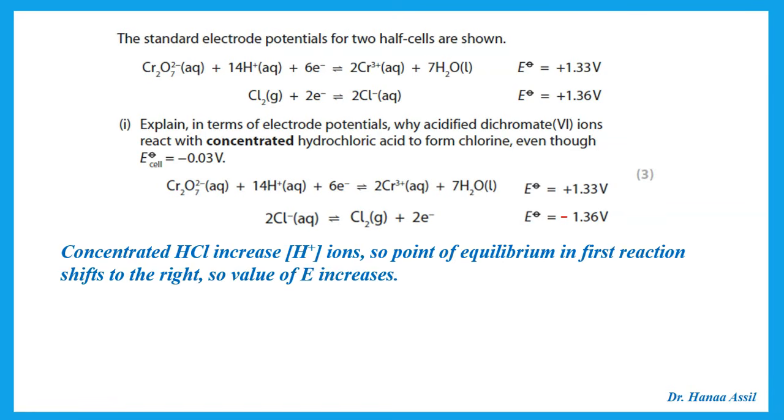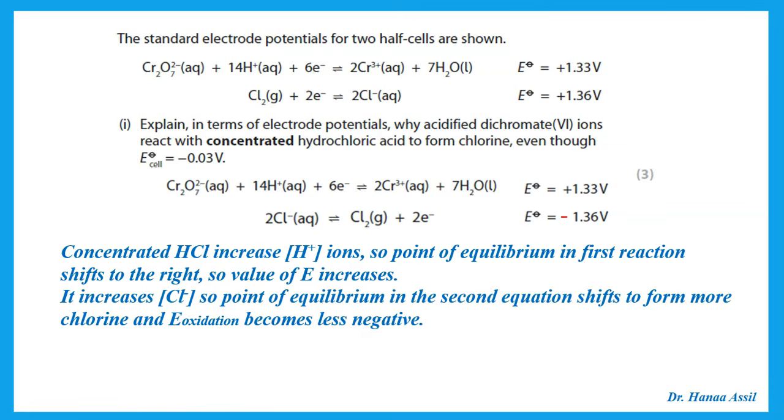This is negative. It shouldn't be feasible, but we're told that it works if we put concentrated hydrochloric acid. Why is that? Of course, if we add concentrated hydrochloric acid, that means you're adding the H plus ions, and that means that first equation will shift to the right. When the reaction goes more forward, the E of that half cell increases. So that first equation, which has a positive E, would increase a little bit, so become more positive.